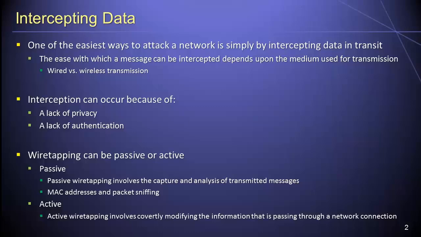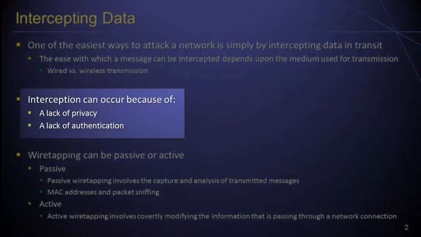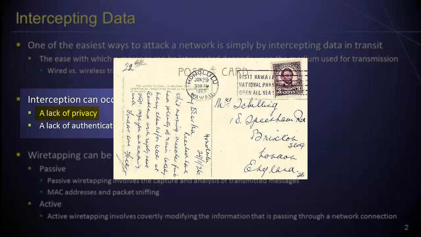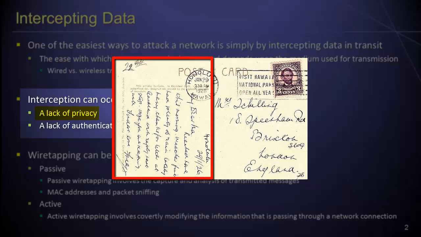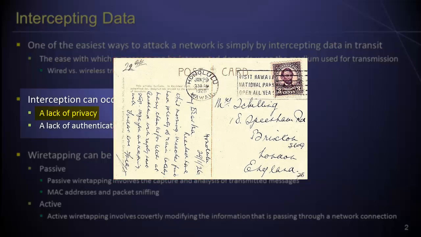Conceptually speaking, malicious data interception can occur either when there is a lack of privacy or when there is a lack of authentication. When a lack of privacy exists on a network, there is a possibility that a message can be received by someone other than the message's intended recipient. This would be analogous to sending a postcard through the standard postal mail system. Since a postcard does not use an envelope, the message written on the postcard is exposed and can be easily read by anyone while the postcard is in transit.